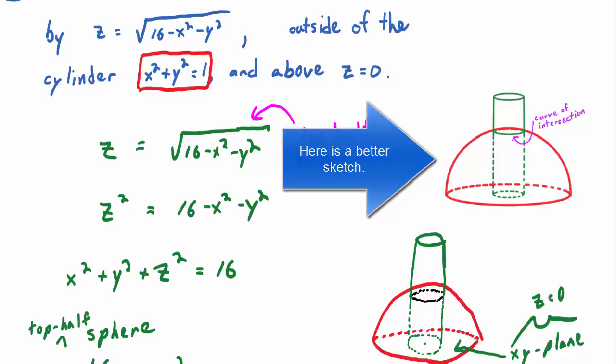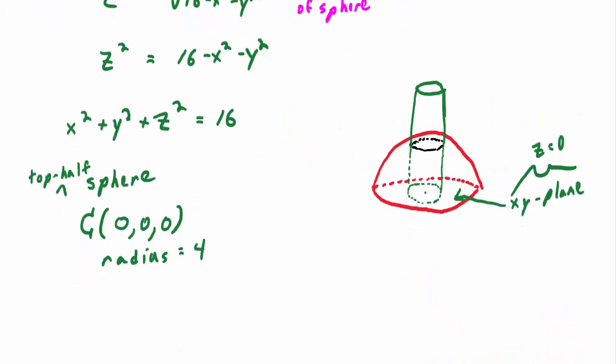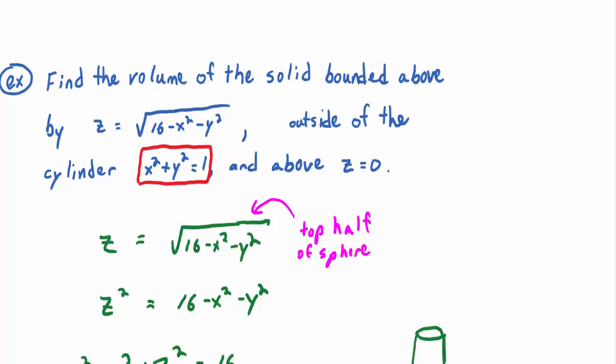Okay. So what region then are we looking for? What volume are we trying to find? Well, it's the volume outside of the cylinder, but still underneath that hemisphere. So again, it takes some time to interpret this. Find the volume of the solid bounded above or on the sides, same thing. Technically it's above, by the hemisphere, outside of the cylinder, but above the xy plane, right? z equals 0 is the xy plane.